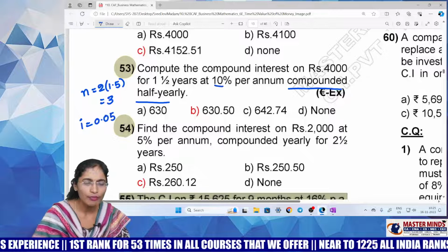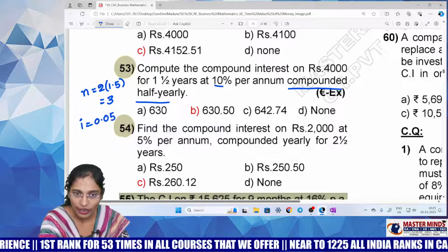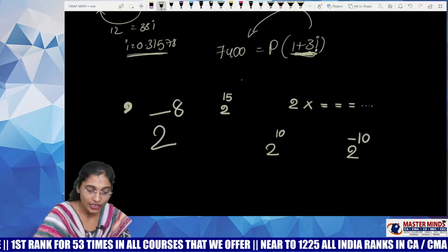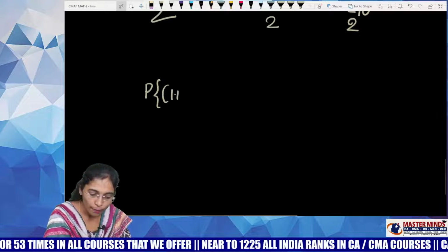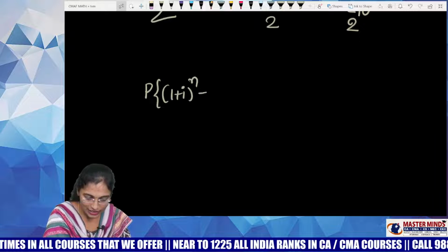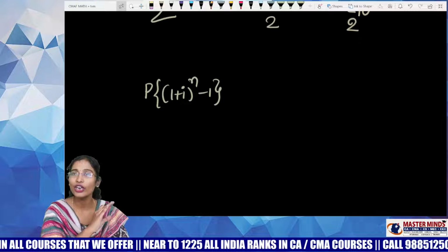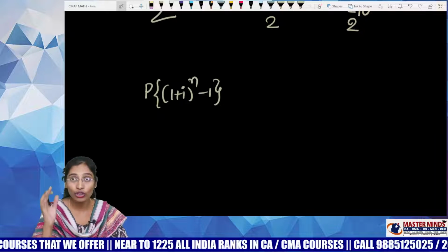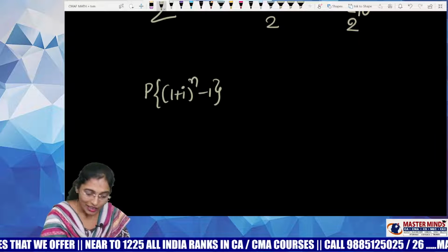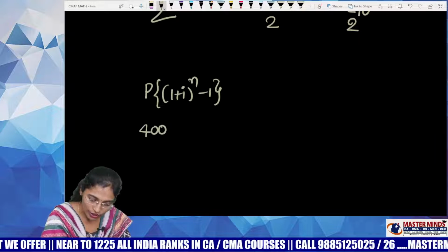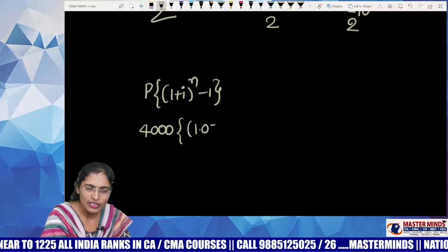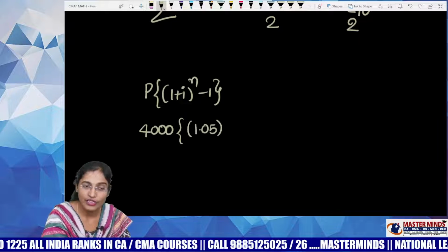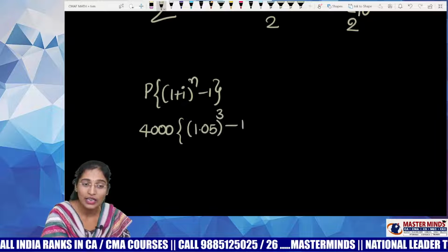Right? So now we have to calculate compound interest. What is the formula for compound interest? P into (1 plus i) whole power n, minus 1. Guys, there's no need to write anything on the paper if you know the formula. Because I know that my principal is 4,000, no? There's nothing to be written on the paper. So the i value is 0.05. So 1 plus i is 1.05, whole power n, means 3, minus 1.